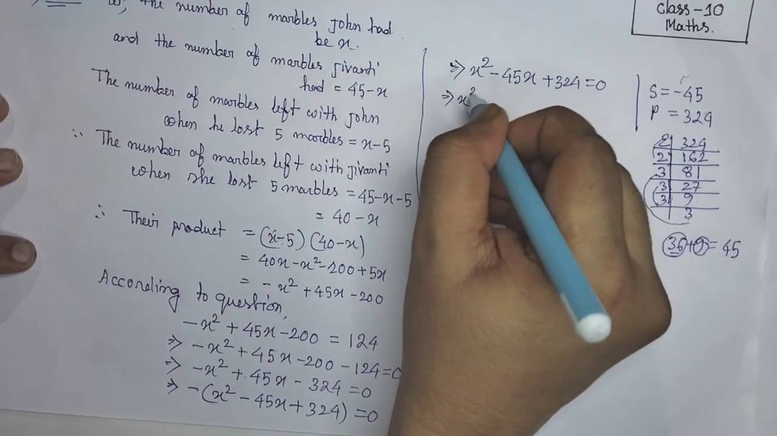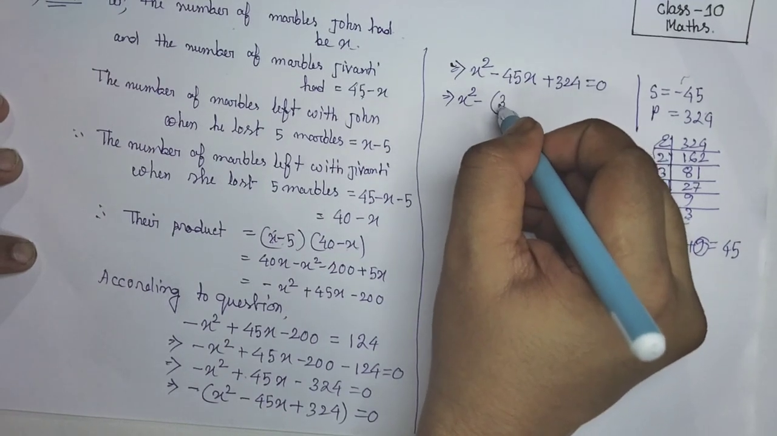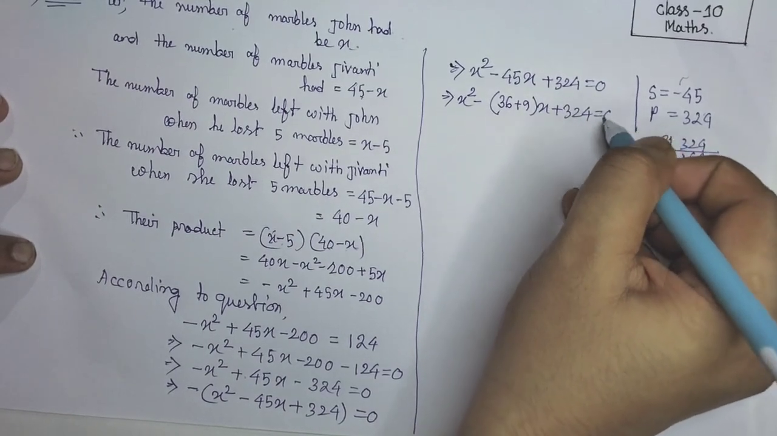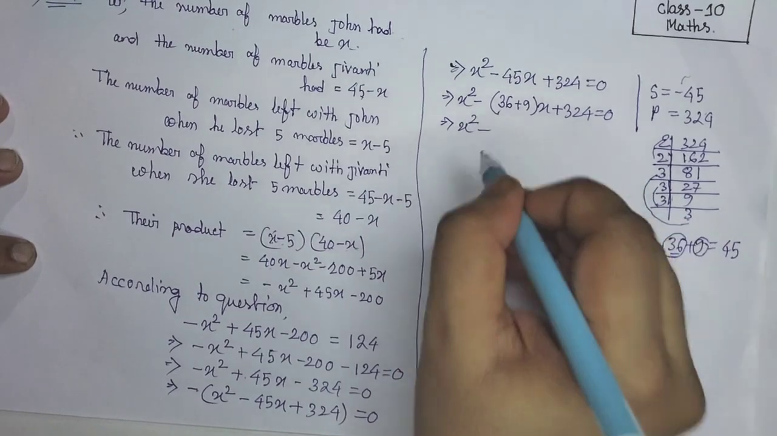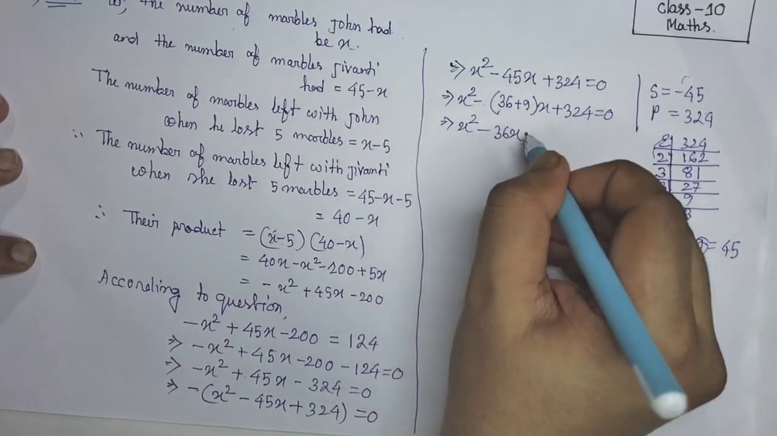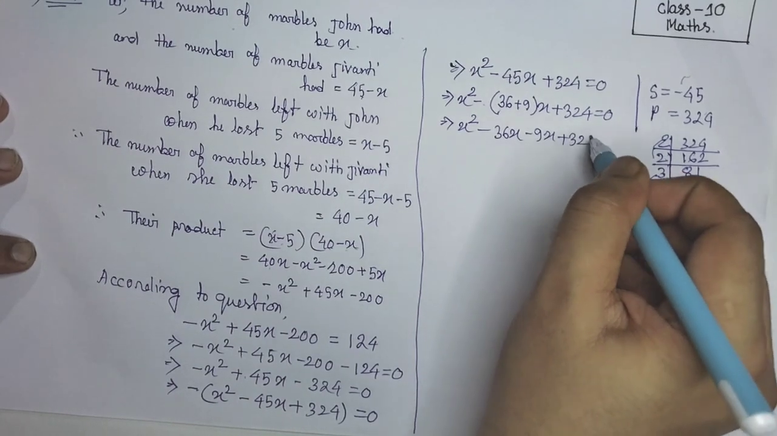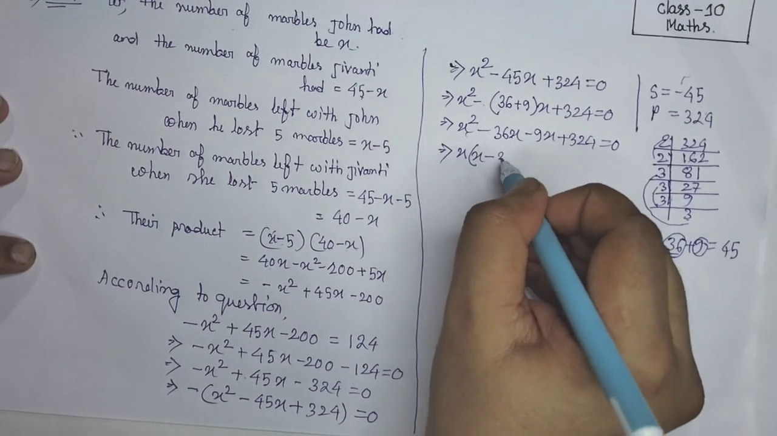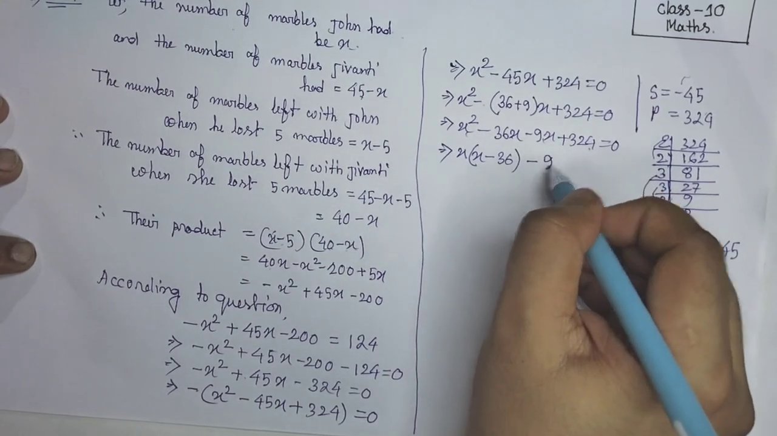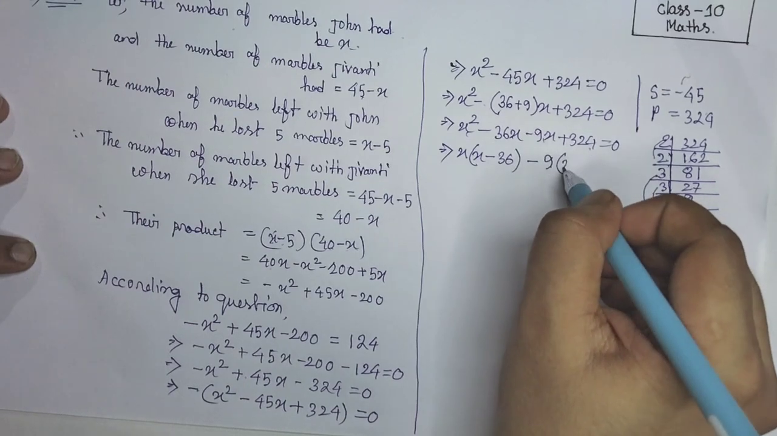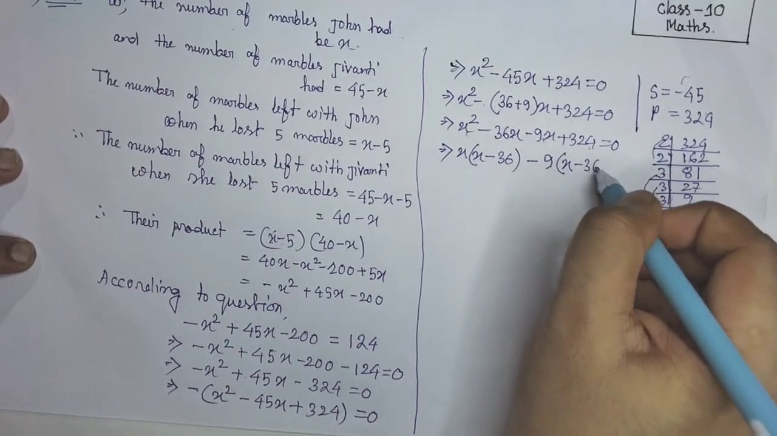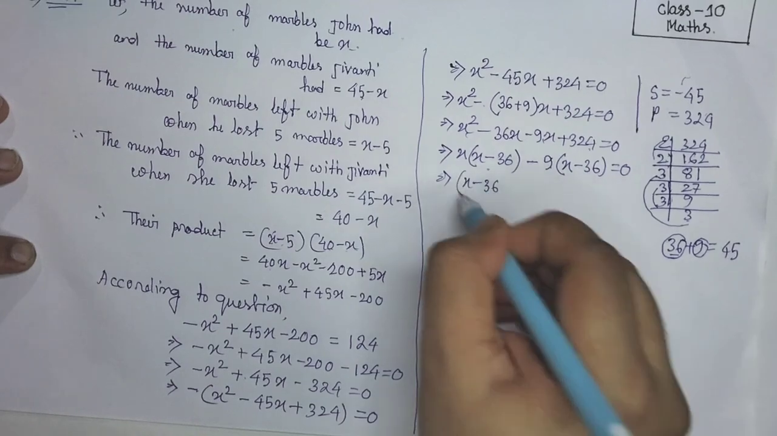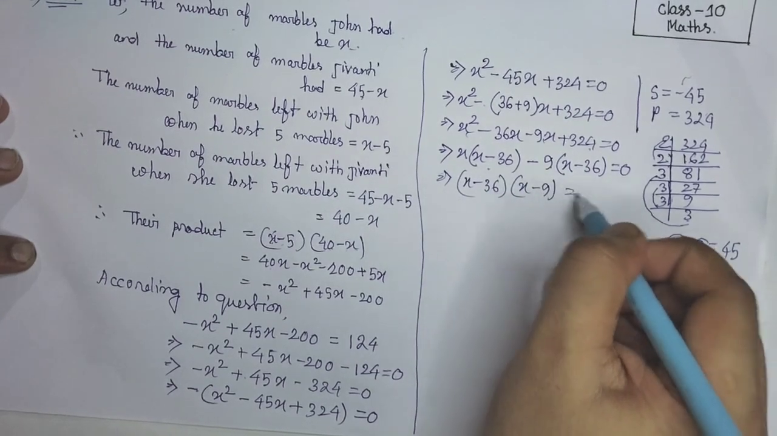So here, x square minus, in bracket, in place of 45 we write 36 plus 9, into x plus 324. So x square minus 36x minus 9x plus 324 equals 0. From the first pair, common x, so x minus 36. From the second pair, common minus 9, so x minus 36. This and this must be the same. So x minus 36 into x minus 9 equals 0.